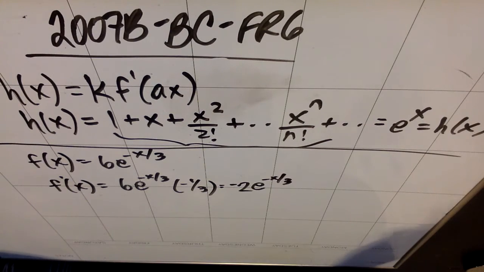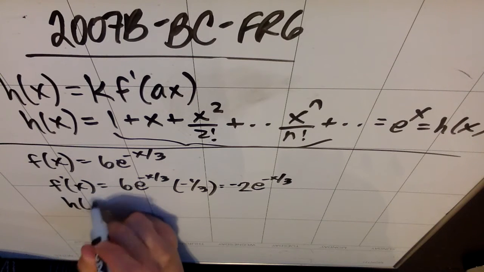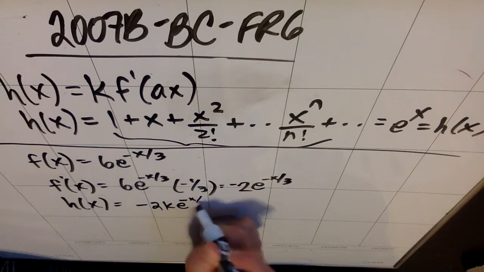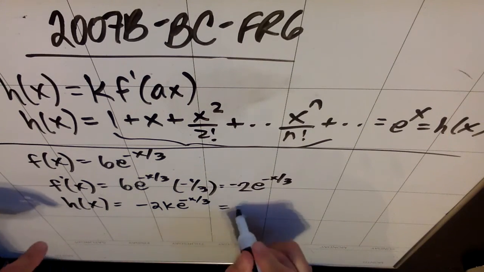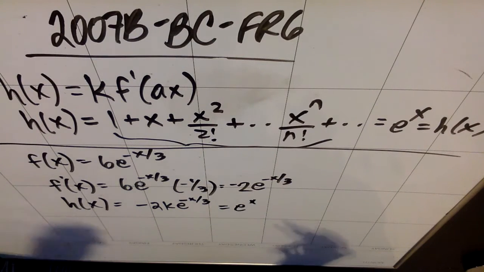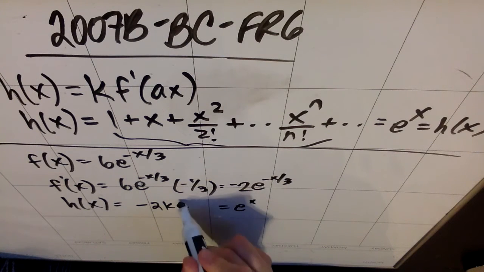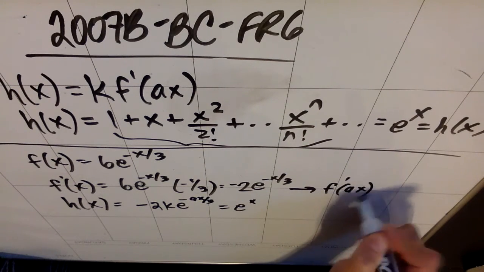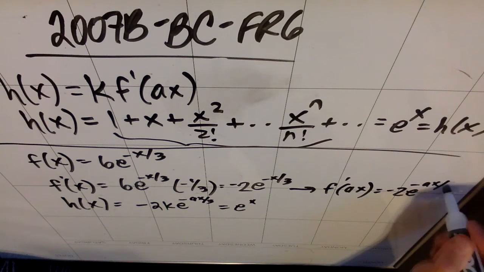Okay, and we then know that based on the definition here, h of x is k times this thing, so negative 2k e to the negative x over 3. But we also know that based on the Taylor series we're given, h of x is e to the x. Oh, sorry, my bad, that was f, I kind of skipped a step. f prime of ax would just be putting an a up there with the x, right? So negative 2 e to the negative ax over 3, my bad.